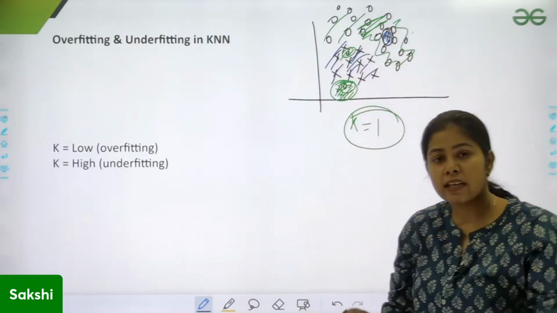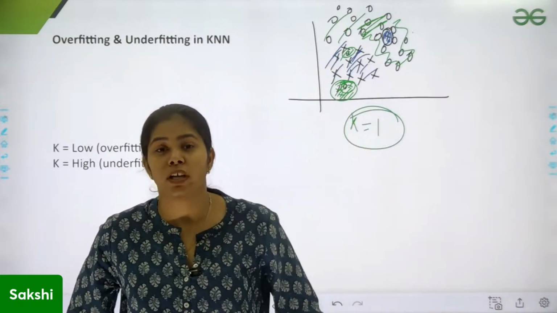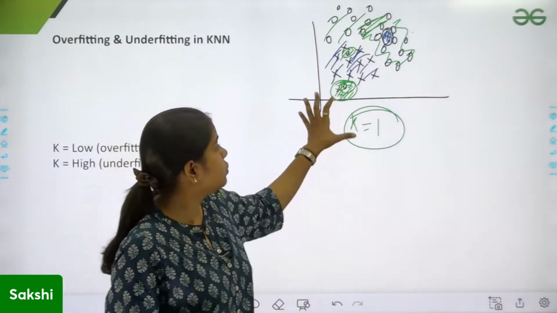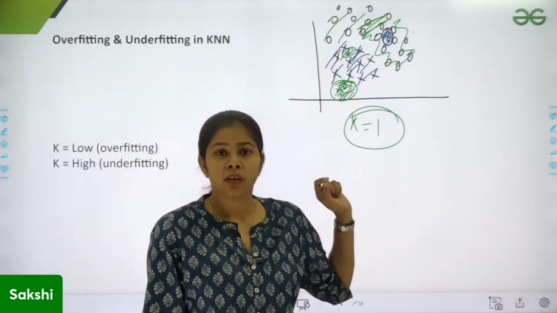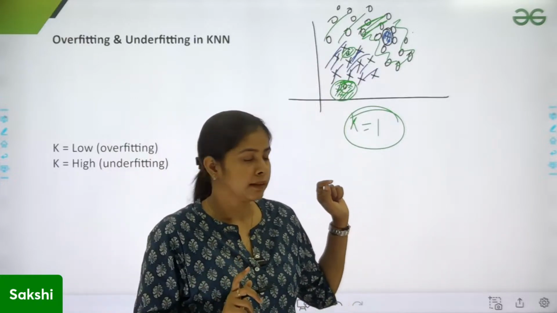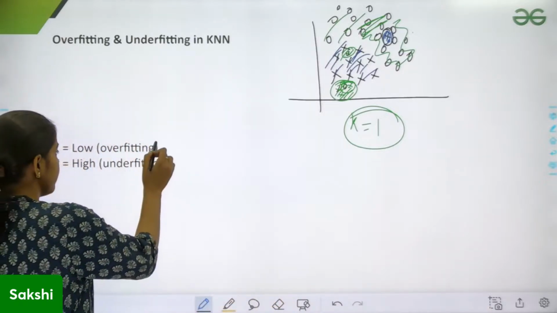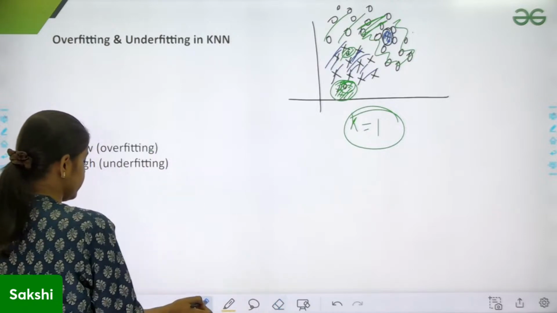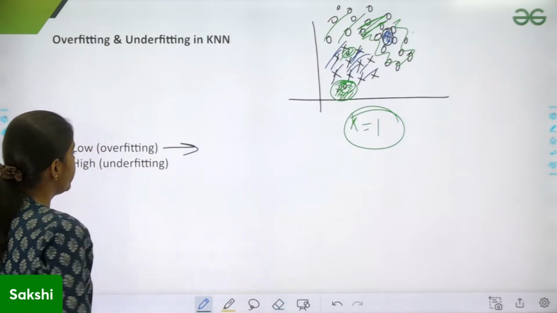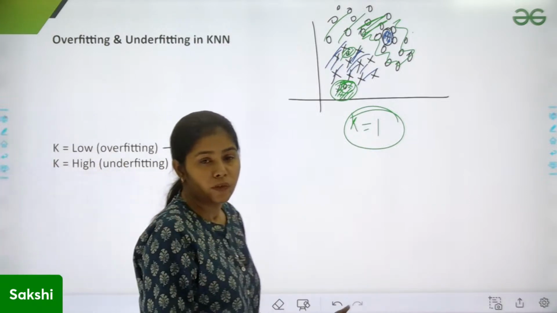That means the model is trying to fit too much to the training data, right? So it does not give us the right prediction for the test data. That's why we have overfitting here. Our data gets fit too much for a low value of k, so we cannot take a very low value.